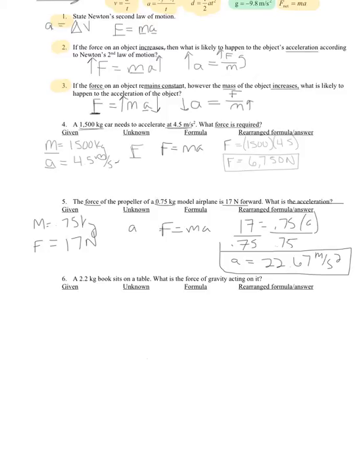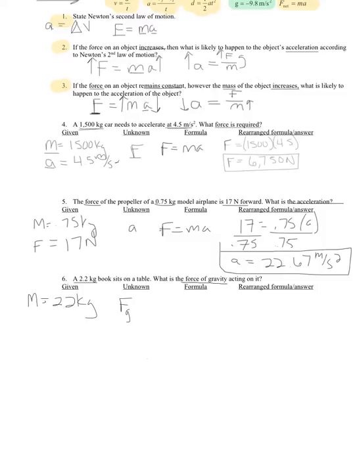All right, let's pick up where we left off. So number 6 says a 2.2 kilogram book sits on a table. What is the force of gravity acting on it? So I know I'm going to click my pen here. A 2.2 kilogram book is sitting on a table, and I'm looking for the force due to gravity. So I know a couple of pieces of information. First, I know that the mass of the book is 2.2 kilograms. That's the mass. And I know that I'm looking for the force due to gravity.